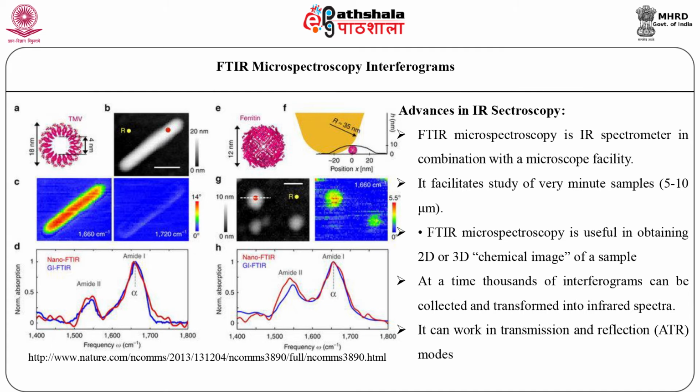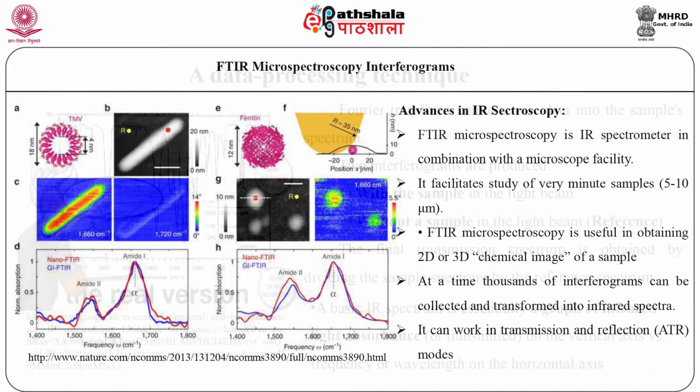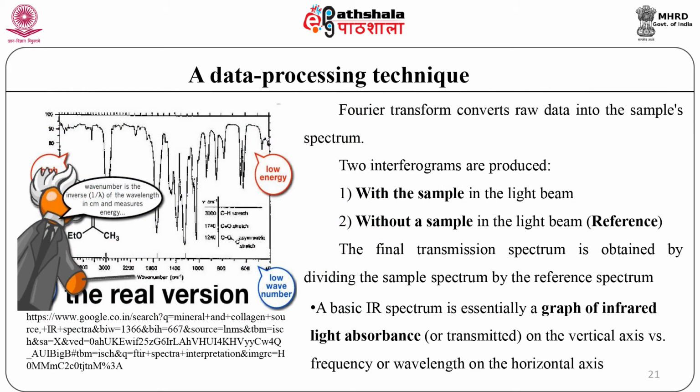At a time, thousands of interferograms can be collected and transformed into infrared spectra. It can work in transmission and reflection modes. Data processing technique: Fourier transform converts this raw data into the sample spectrum. The sample spectrum is always compared with a reference.